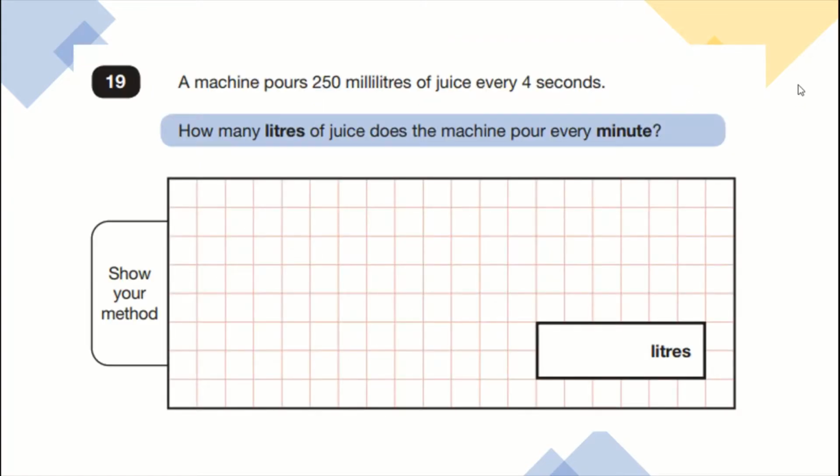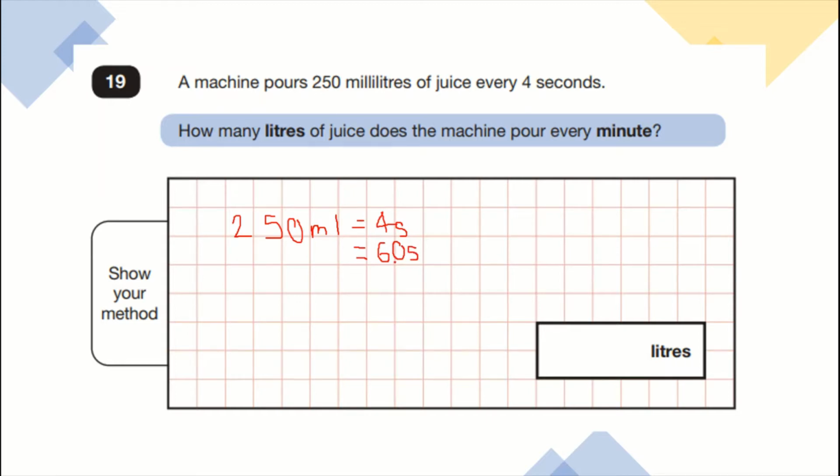Question 19. A machine pours 250 milliliters of juice every 4 seconds. How many liters of juice does the machine pour every minute? So we know that 250 mils are poured every 4 seconds. Now we need to find out how many milliliters are poured in every minute. And we know a minute is 60 seconds.